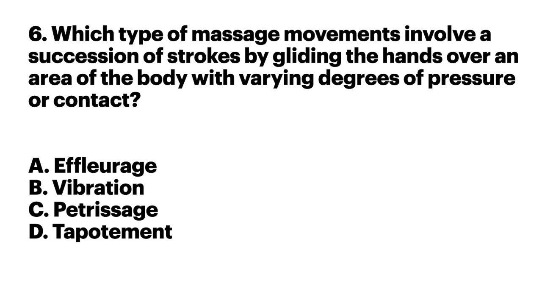Number 6, which type of massage movements involved a succession of strokes by gliding the hands over an area of the body with varying degrees of pressure or contact? Is it A. Effleurage, B. Vibration, C. Petrissage, D. Tapotement? The answer is A. Effleurage.